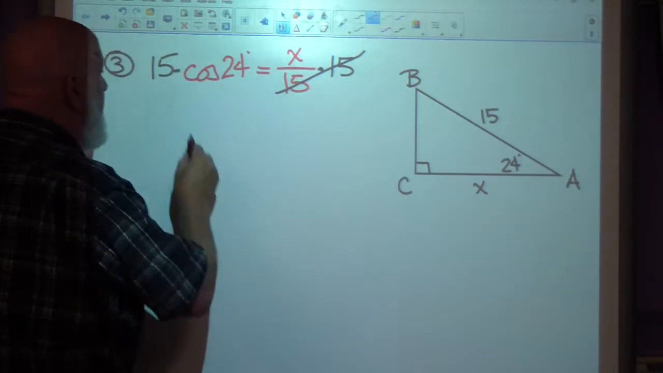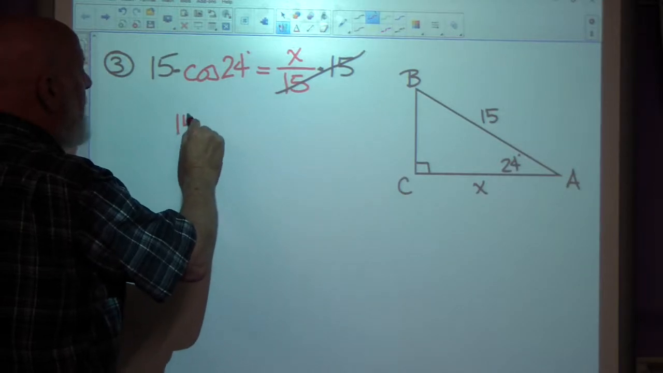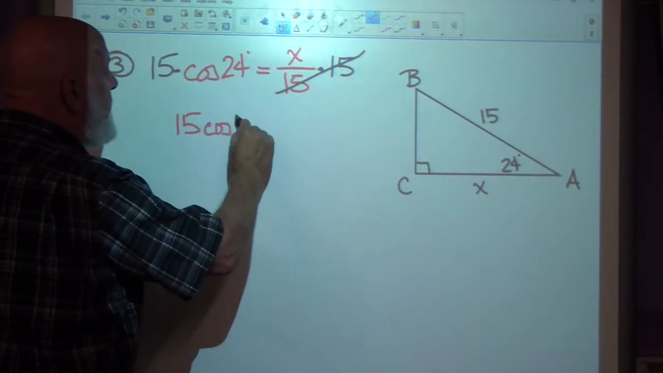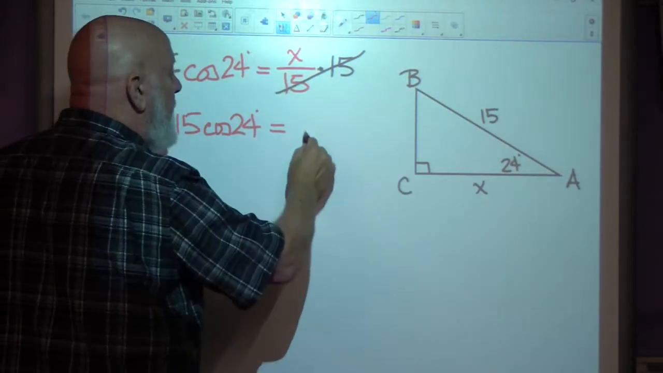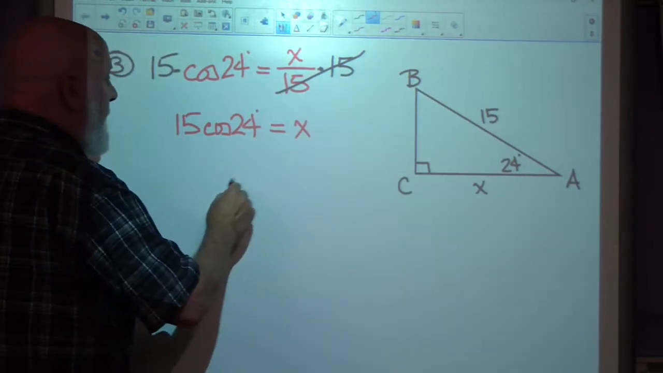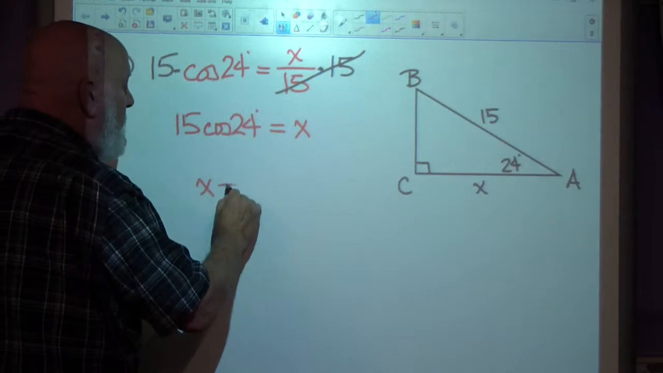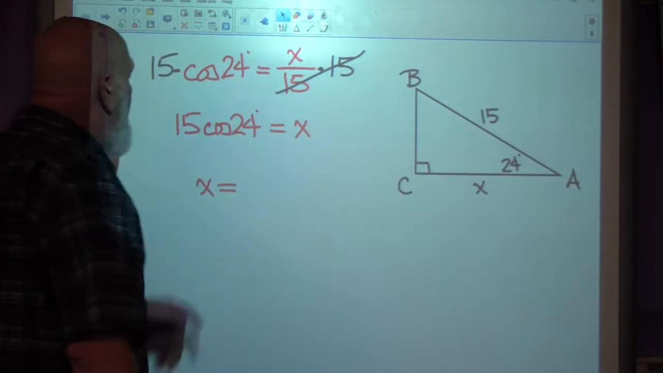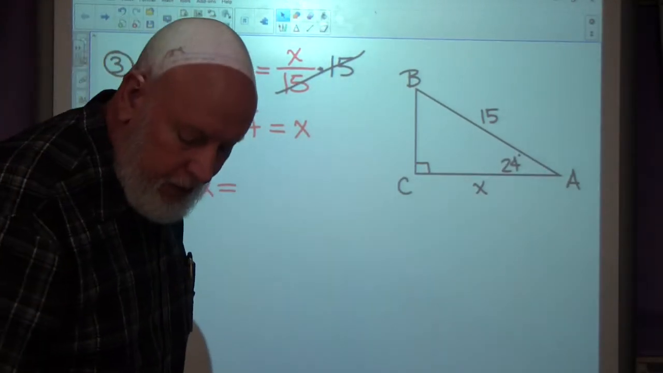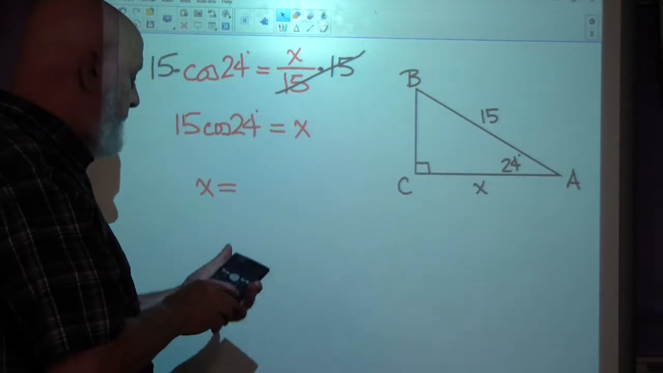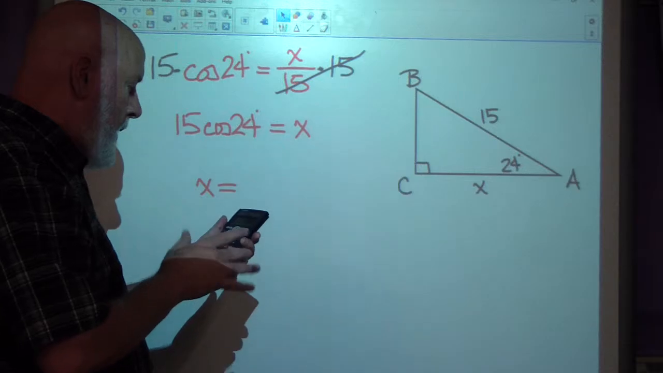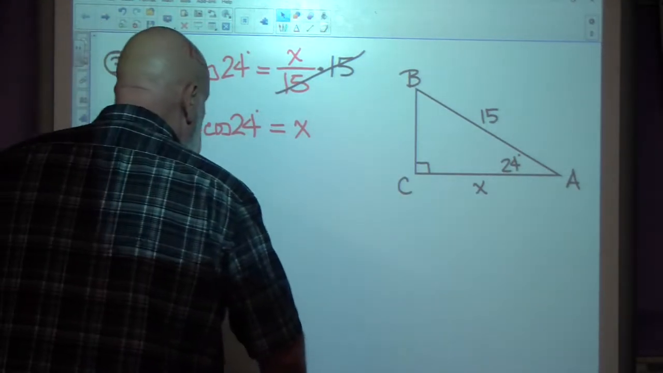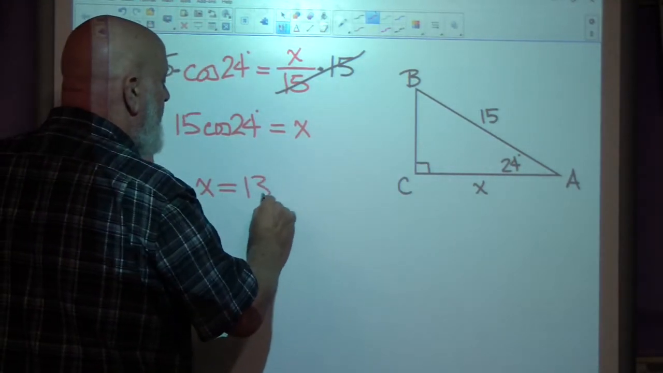I rewrite my equation. 15 cosine 24 degrees is equal to x is all that's remaining on this side. And so I can say x is equal to 15 times cosine 24, whatever that is. About 13.7 units.